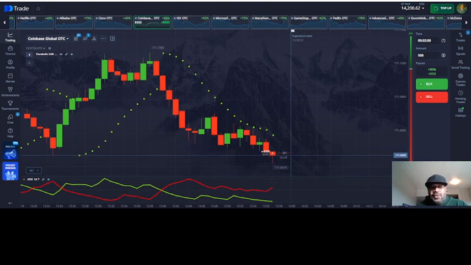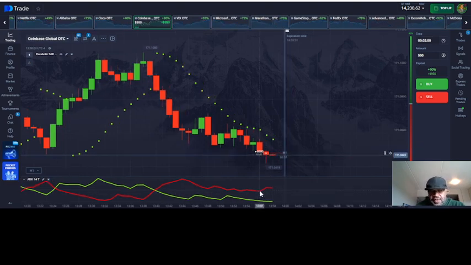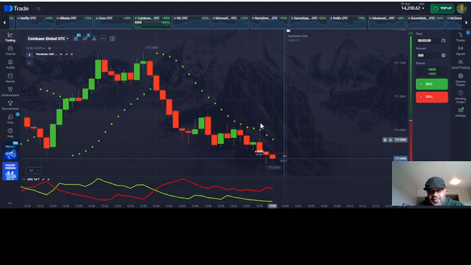Okay, so I'm on Coinbase Global OTC and I just took a short at this level. And the reason why I took the short is I saw this growing divergence of the ADX lines here, the minus DI line and the plus green DI line here. In addition to that, we're seeing the parabolic SAR dots printing above the candles here.